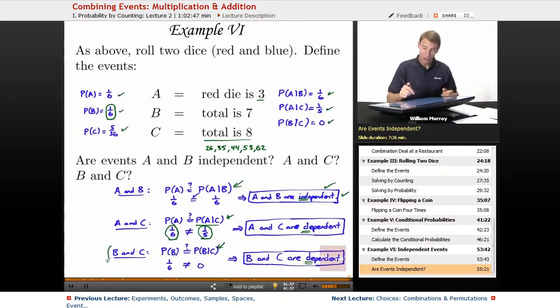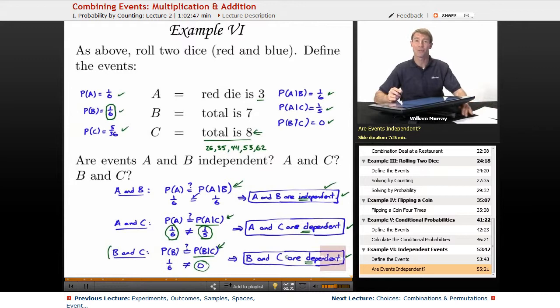Now B and C is easier to understand intuitively. If I tell you that the total is 8, I've given you some information about whether the total is 7. I've told you that the total is not 7. So I've really changed the probability on you. As soon as I tell you that the total is 8, you know for sure that the probability of 7 is not there. I've really changed your thinking. And so those are really dependent events. They do affect each other. So that's kind of an intuitive reason why we got these answers that we did. Why A and C are dependent, B and C are dependent, but A and B are independent.